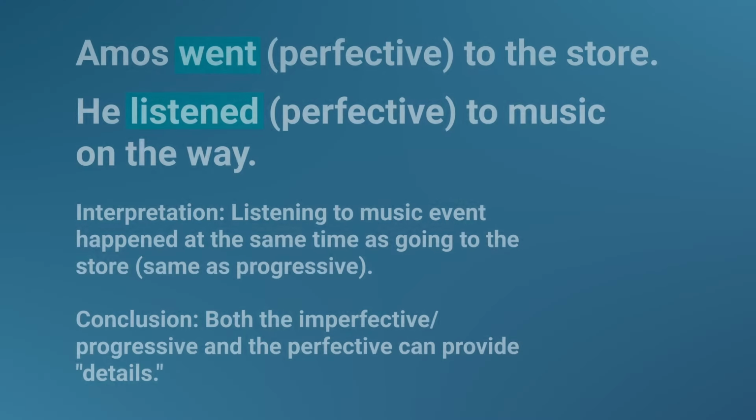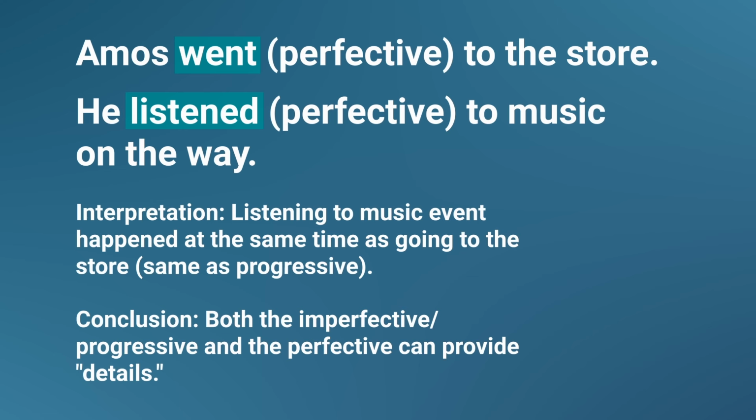In fact, we don't need the progressive to provide more details. We can just as easily say, "Amos went to the store. He listened to music on the way." In this case, the simple past form, normally equivalent to the perfective, is providing the extra details. Because we specified that the listening took place on the way, we understand that the events of going to the store and listening to music happened at the same time.